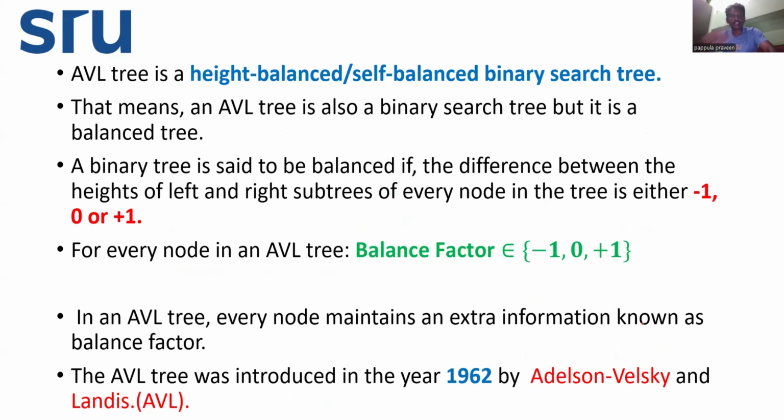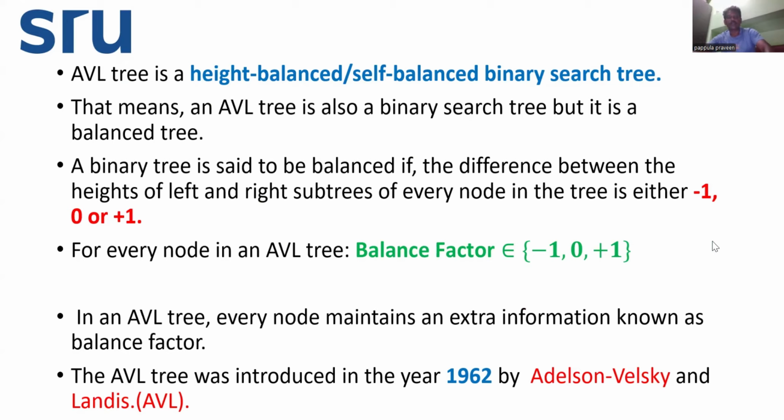Now, AVL tree is a height-balanced or self-balanced binary search tree. What is height balanced? HL minus HR less than or equal to 1 is height balanced. That means an AVL tree is also a binary search tree, but it is a balanced binary search tree.